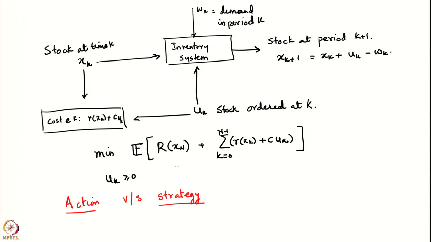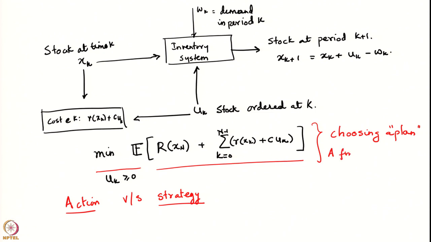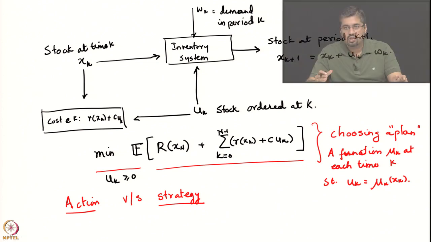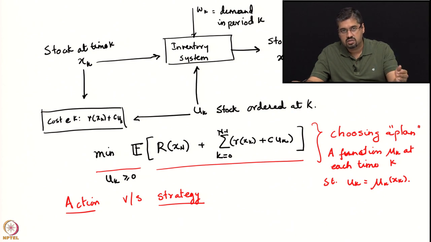What we are choosing here is a plan. What do I mean by a plan? We are choosing basically a function mu k at each time k, such that u k is equal to mu k of x k. So this problem is that of choosing not the u k's themselves, but rather the functions using which you would be able to then in real time compute the u k when the information of x k is made available to you.